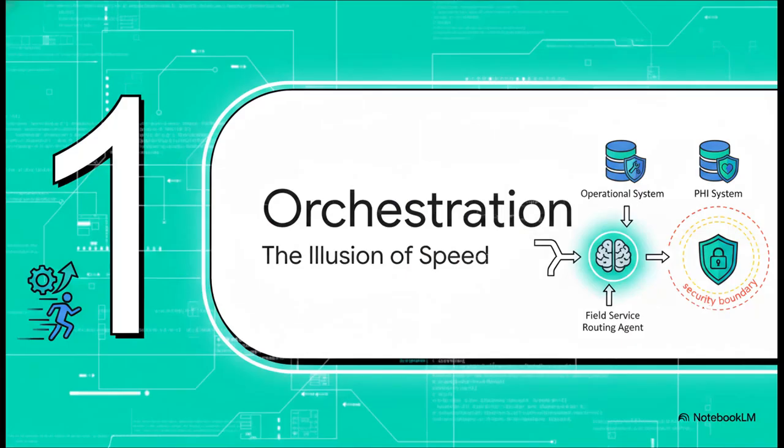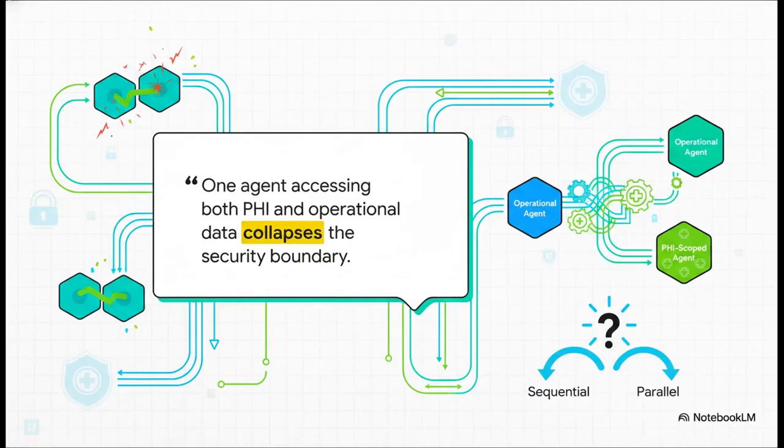All right, Section 1, Orchestration Dependencies, or, as I like to call it, the illusion of speed. Picture this scenario. You've got a developer building a field service routing agent. They want one single agent to grab technician availability from a basic operational system and then pull patient visit data from a protected health information, or PHI, system. The developer wants speed, they want simplicity. But as Supra, the Govern Global architect, quickly pointed out, one agent accessing both PHI and operational data collapses the security boundary.